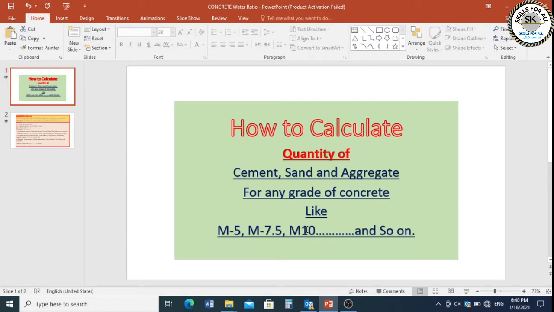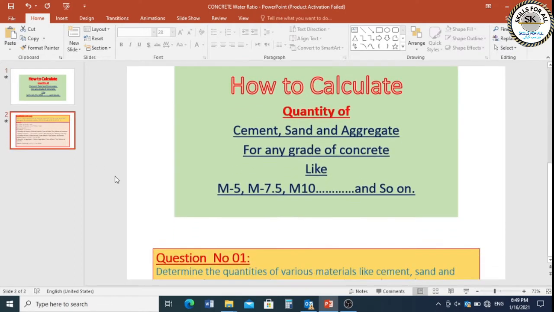Continue to our lessons today. I will show you how to calculate the quantity of cement, sand, and aggregate for any grade of concrete. Here I will show you one example. I'll calculate for M20. As we know from our previous lessons, these are the ratios for M5, M7.5, M10 and so on. So today I already made this slide and we will start our lesson.